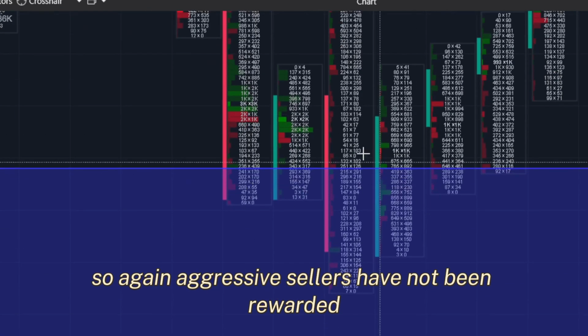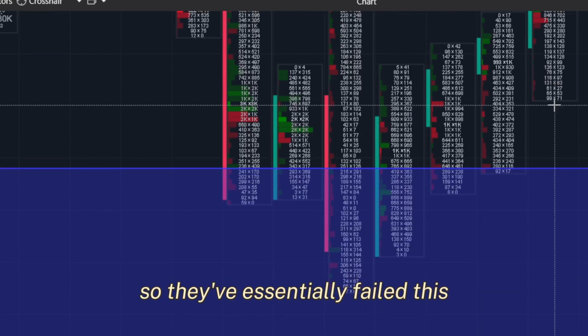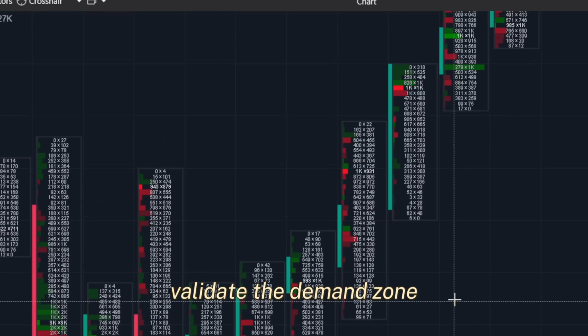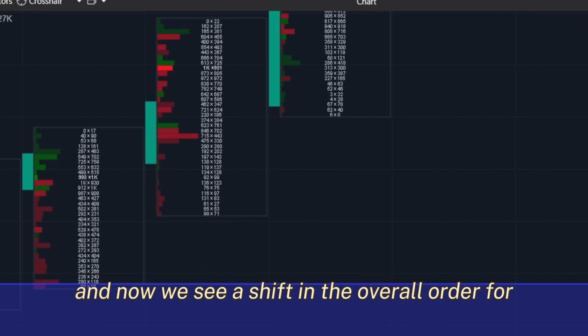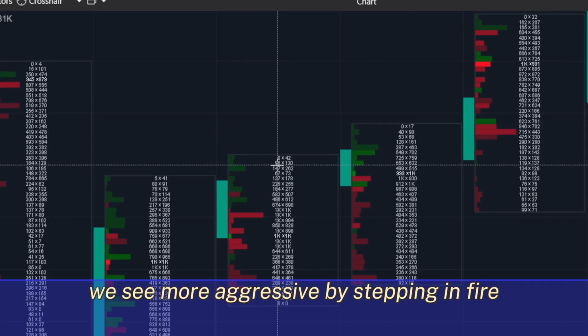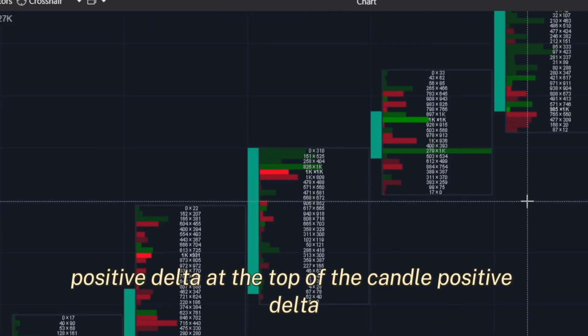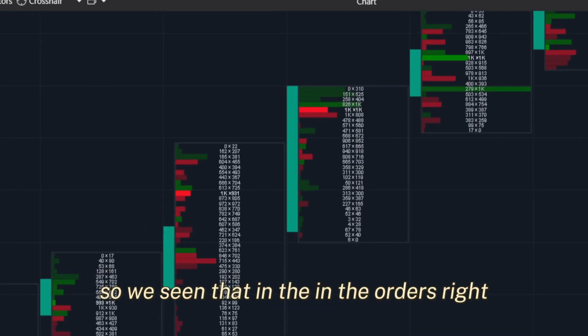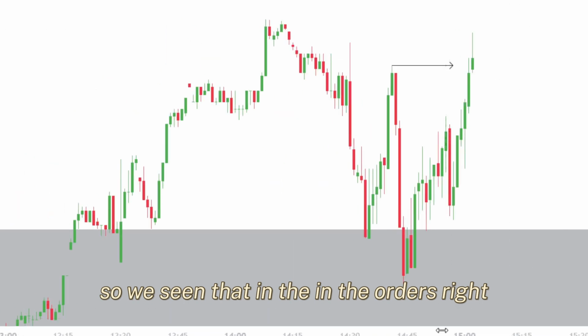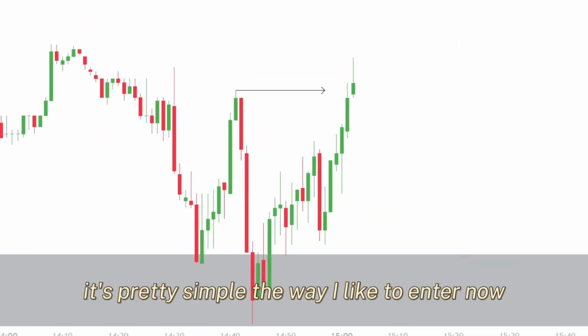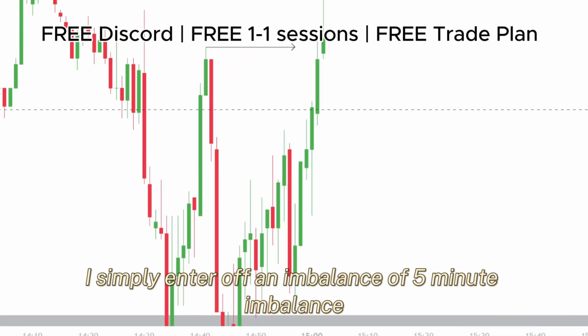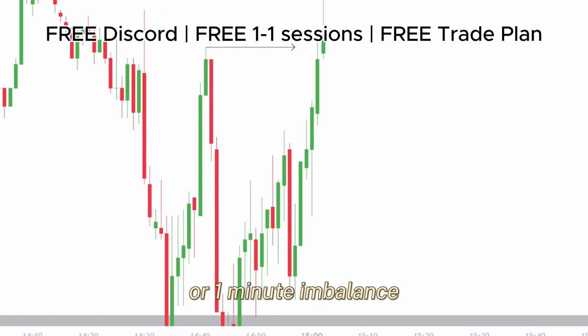Aggressive sellers have not been rewarded, so they've essentially failed. This validates the demand zone, and now we see a shift in the overall order flow. We see more aggressive buyers stepping in via the positive delta, positive delta, positive delta at the top of the candle, positive delta. So we're seeing that in the orders. Now from here, it's pretty simple the way I like to enter. I simply enter off an imbalance, a 5-minute imbalance or a 1-minute imbalance.